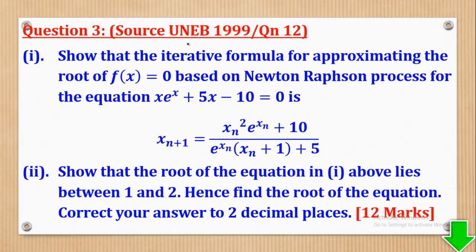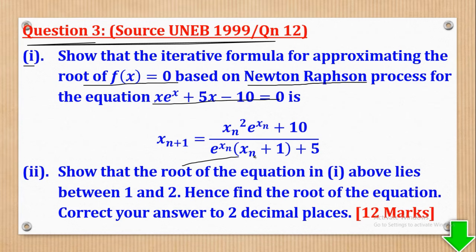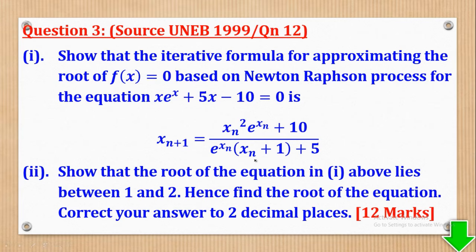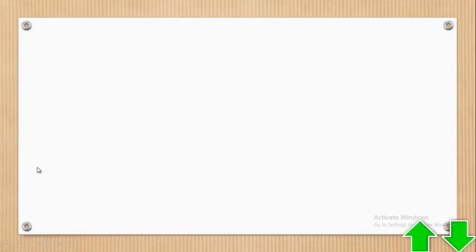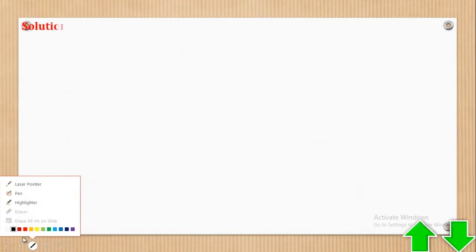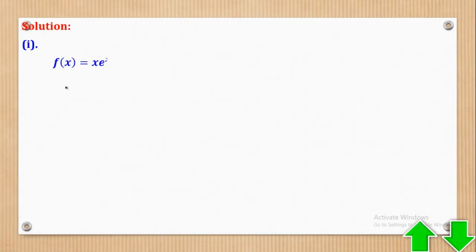Now we shall go to question 3, which came from UNEB 1999 paper 2, question 12, and says part A, show that the iterative formula for approximating the root of f(x) equal to 0 based on the Newton-Raphson process for the equation is this. So let's start with that part. So we know that f(x) is that. So the first thing to do is to differentiate.